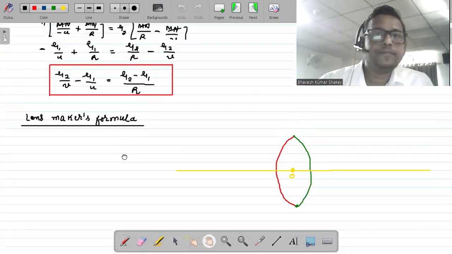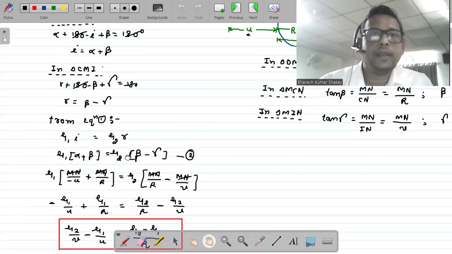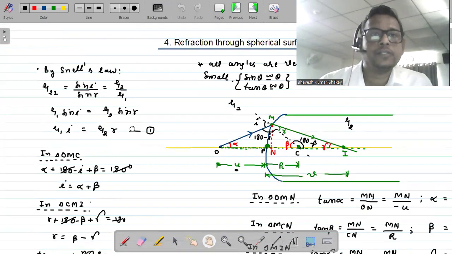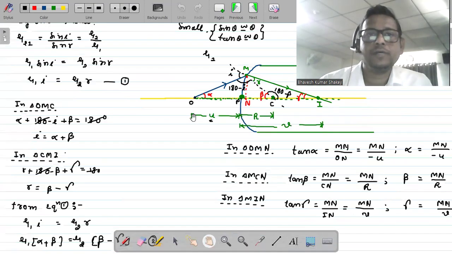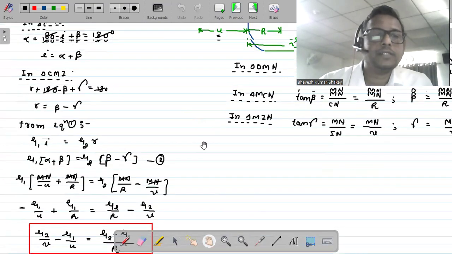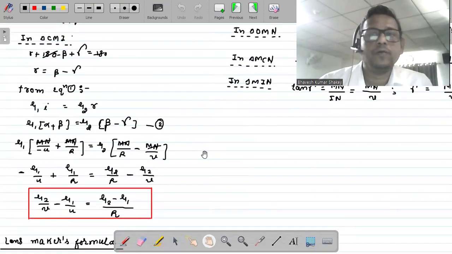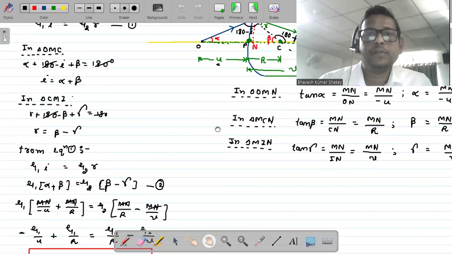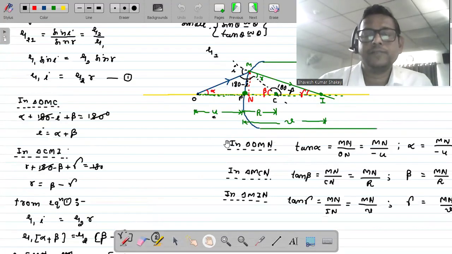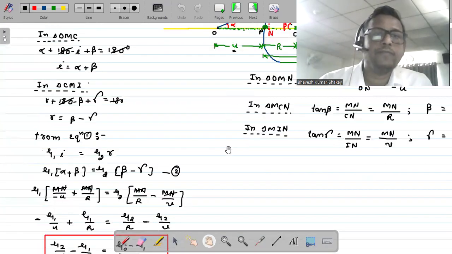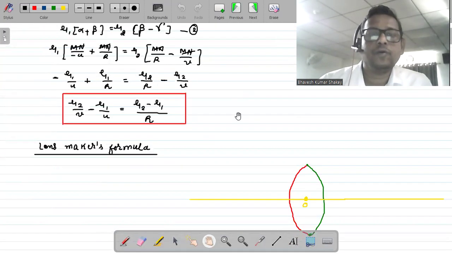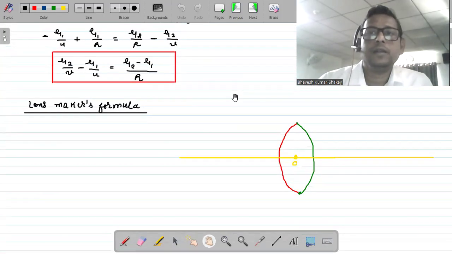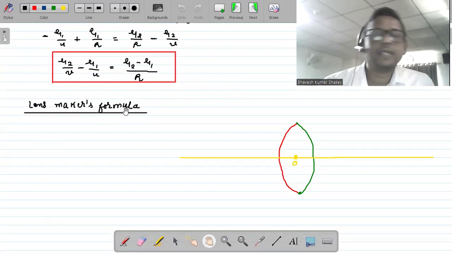So, this is the formula we derived in the last lecture, the formula for refraction through a spherical surface. I hope you all understand how the refraction happens in a spherical surface and how to derive the formula for this refraction through a spherical surface. Now move forward to our next topic, and the next topic is lens maker's formula.